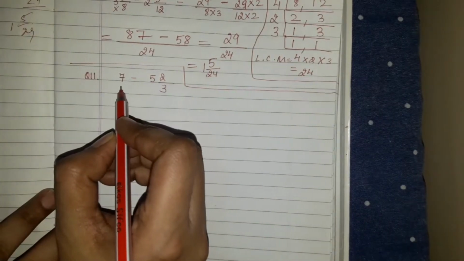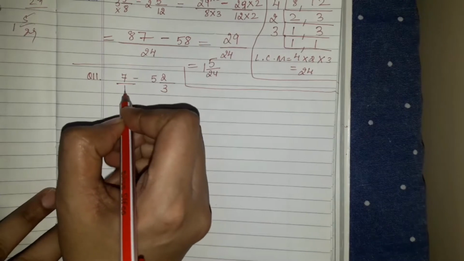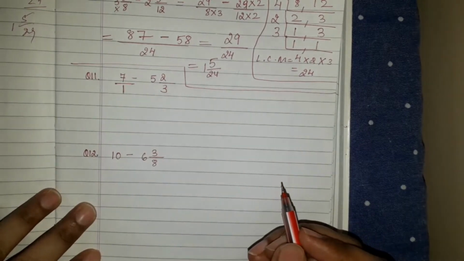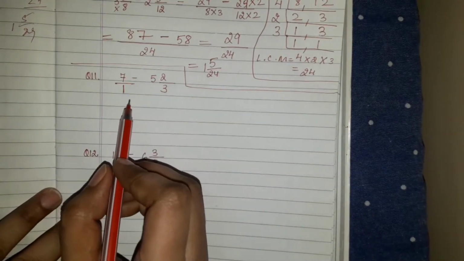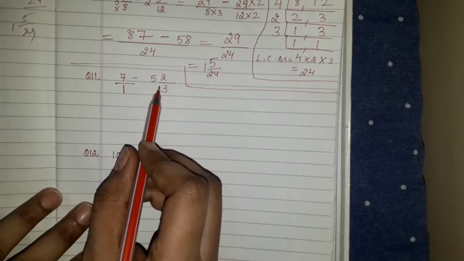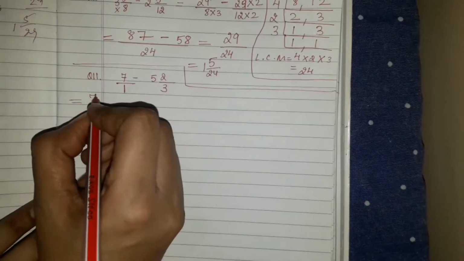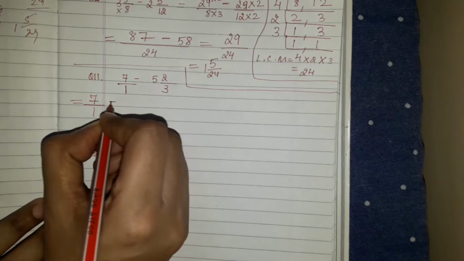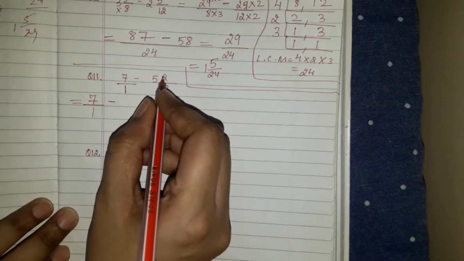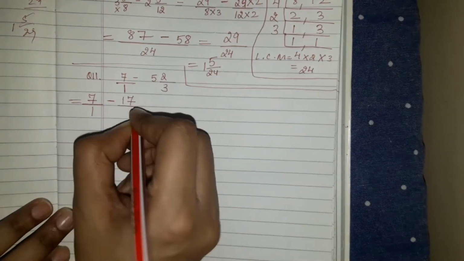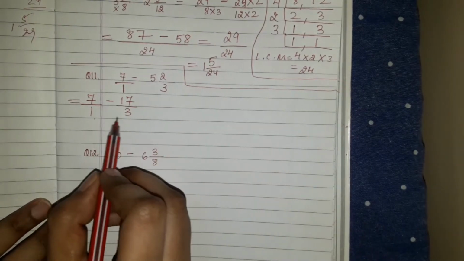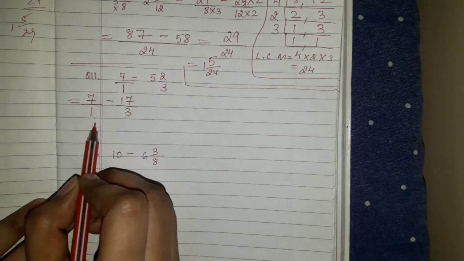7 is not a fraction. We'll make it a fraction by putting it upon 1. Now we have to change the other into an improper fraction. So 7 upon 1 will remain 7 upon 1 minus. 5 3s are 15 and 15 plus 2 is 17 upon 3. Okay, here no need to take out the LCM because the LCM will be 3.